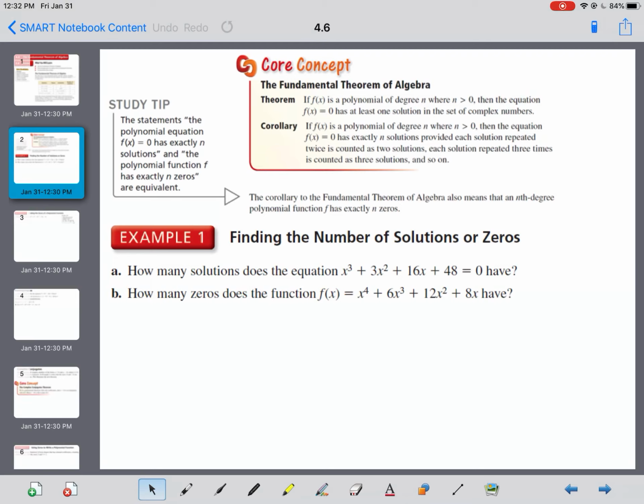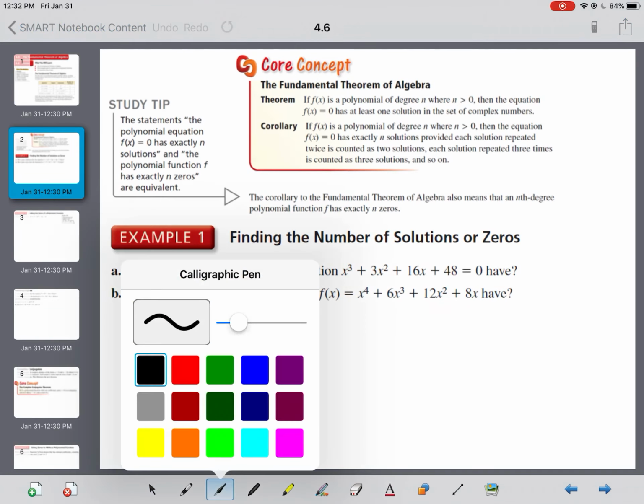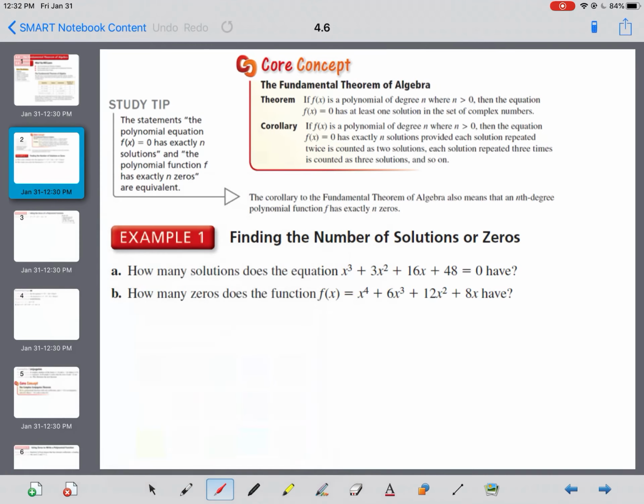It's not saying which ones are real or imaginary or complex, but it is telling you how many you should have in total. So if we look at A here, let me get my red pen. X to the third plus 3x squared plus 16x plus 48. It's in standard form. The highest exponent is 3. It's a degree of 3. So how many solutions? It's got 3.